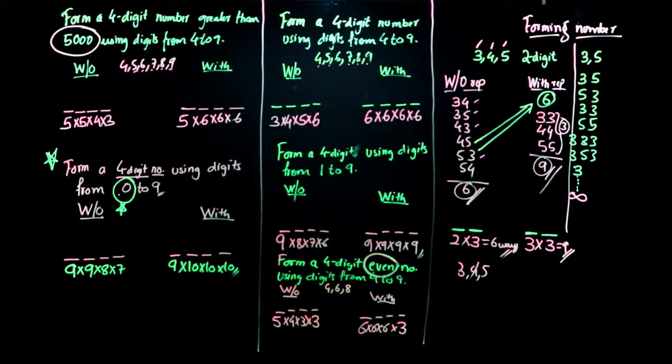Sri Lakshmi has a doubt here. Form a 4-digit even number using digits from 4 to 9. Without repetition, why use 6 into 5 into 4 into 3? Okay, let me have a look at that. Without repetition, even, where is it? 4-digit even. No, it is even number case here.